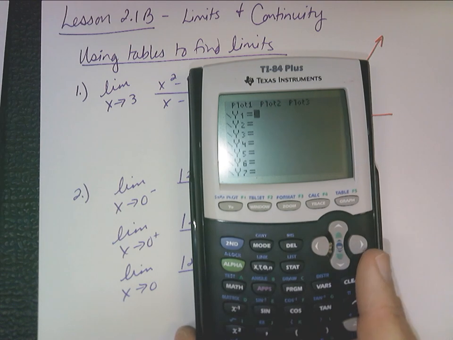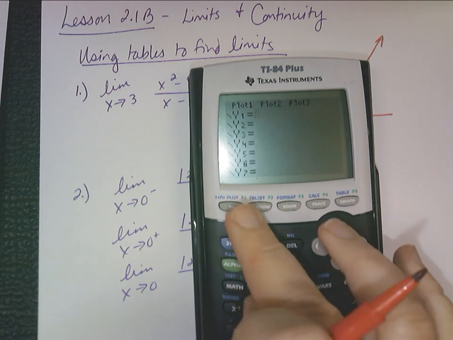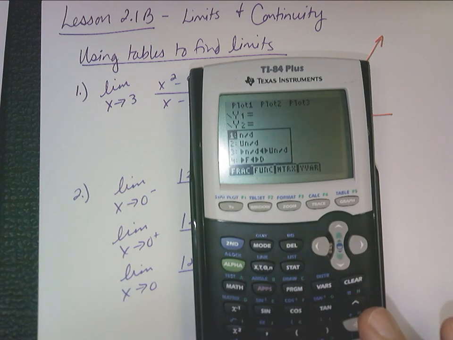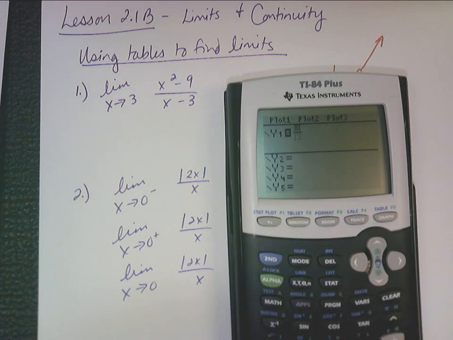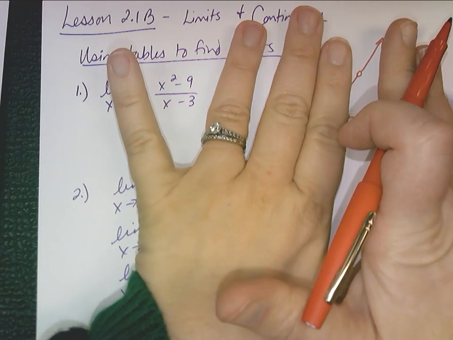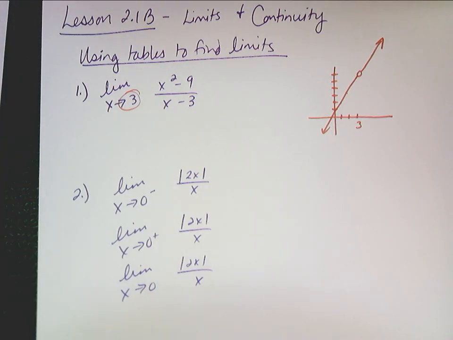What you're going to do is put this into your calculator. Alpha y equals is what I want to do. There we go. X squared minus 9, and then on the bottom, x minus 3. And again, if you look at it, you can see that's going to be your graph. And you'd say, okay, as I'm approaching 3 from the left and then as I'm approaching 3 from the right, looks to me like they're both going to 6. And you can look at it visually at the graph for that.